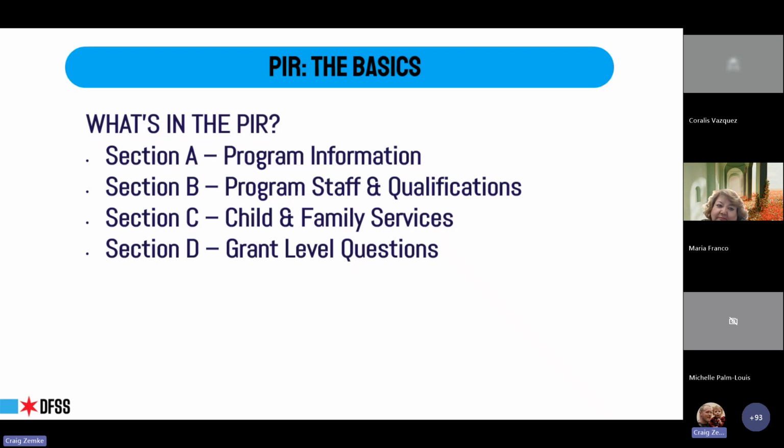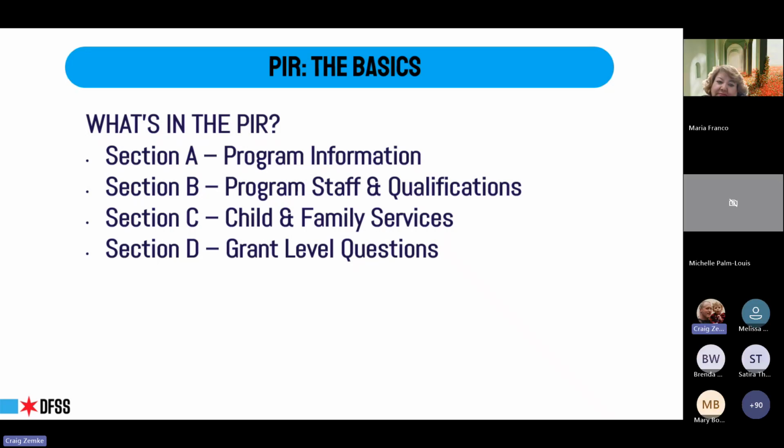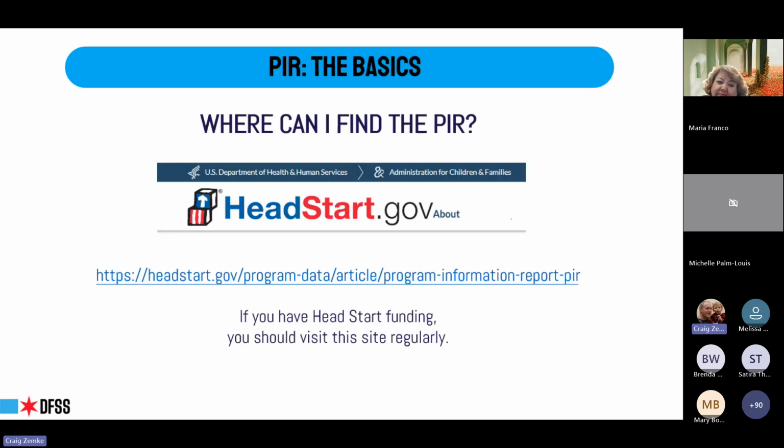Okay, so you can in fact see the entire PIR before it is submitted.